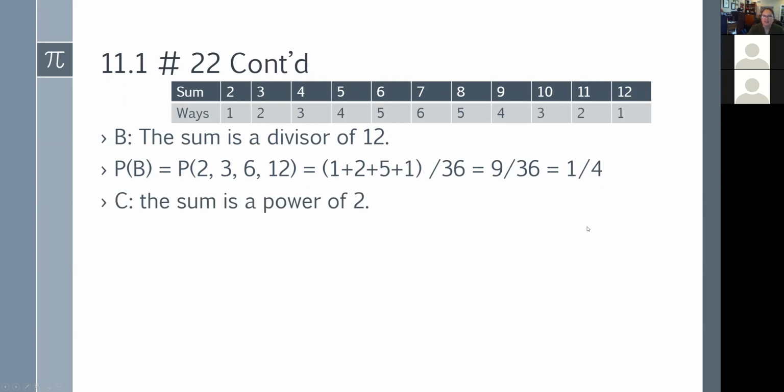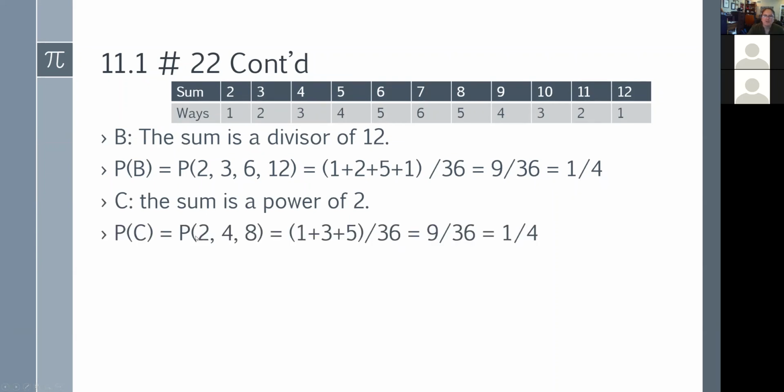Part C, the sum is a power of 2. The powers of 2 that we could get are 2, 4, and 8. There's only 1 way to get a sum of 2, 3 ways to get a sum of 4, and 5 ways to get a sum of 8. So there's 9 ways to get a sum that's a power of 2. And so the probability is 9 out of 36, which reduces down to 1 out of 4.